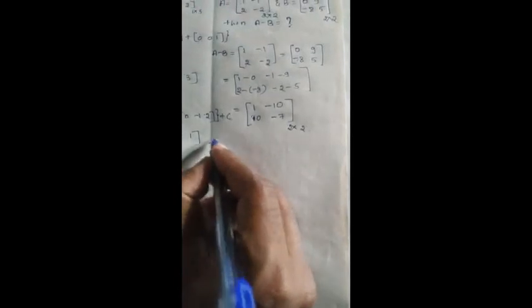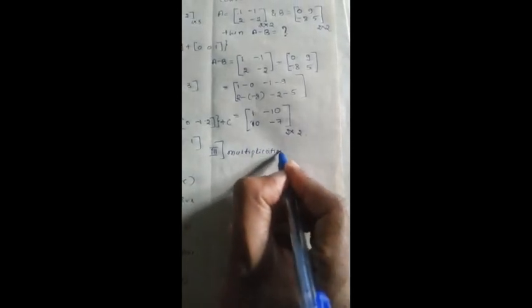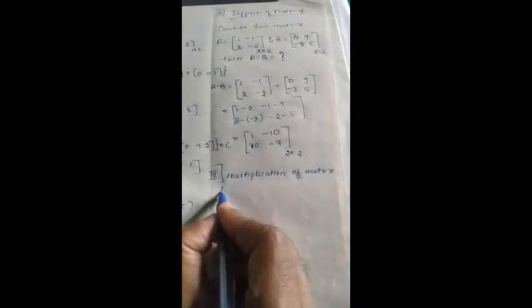Got it? Okay, the next one is about the third one. That is the multiplication of matrix by scalar.